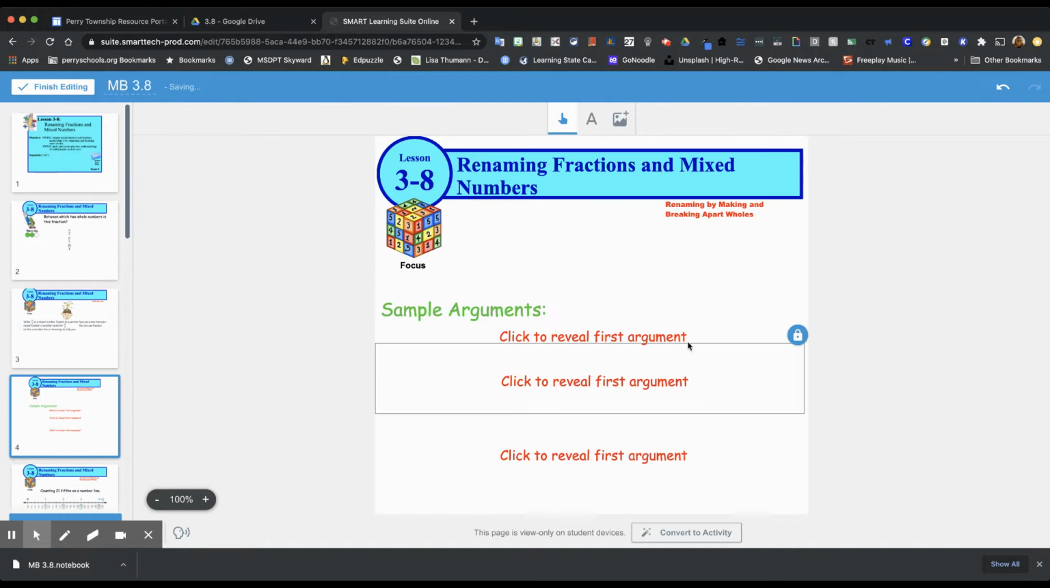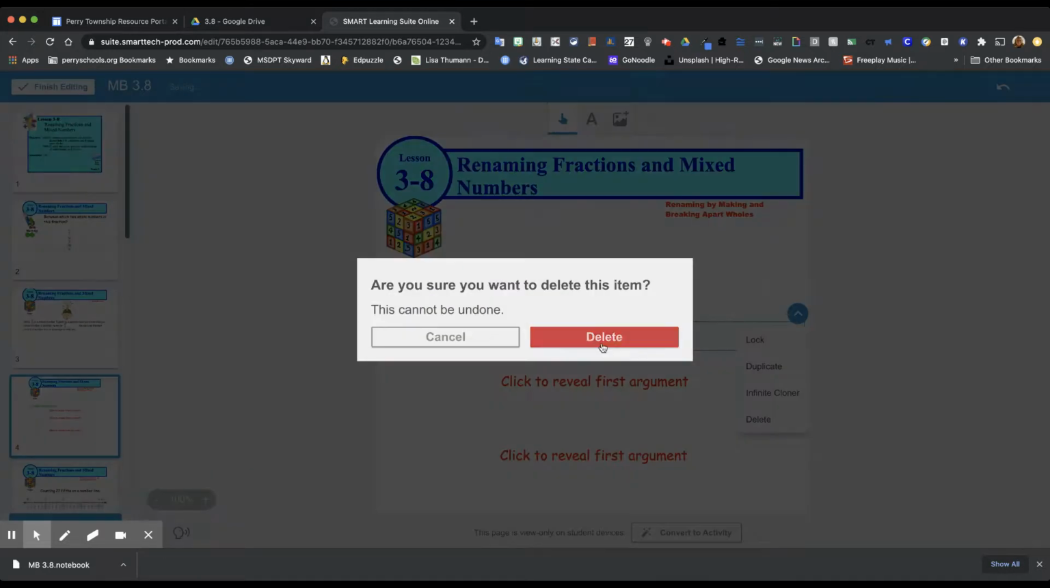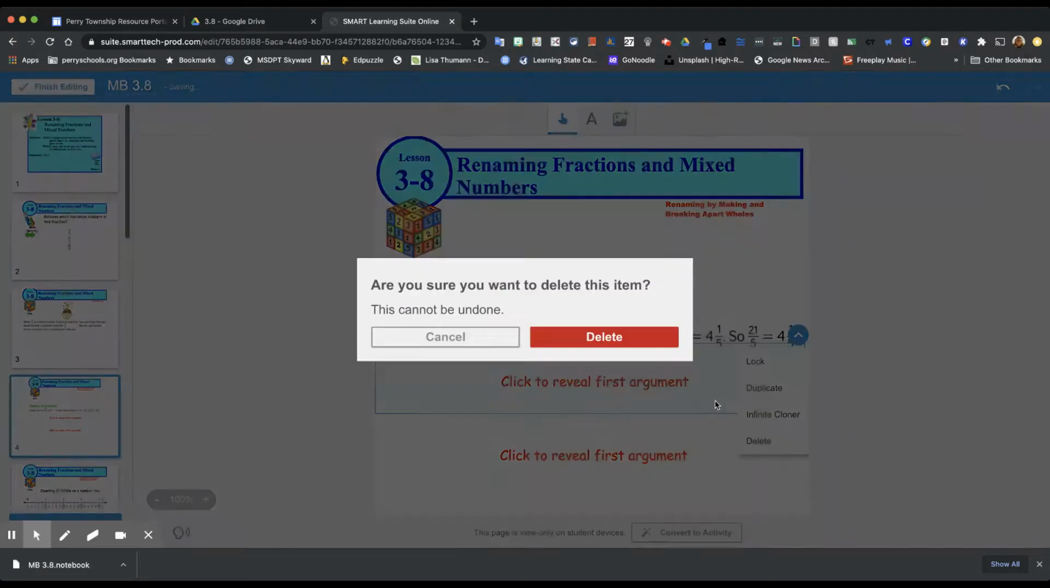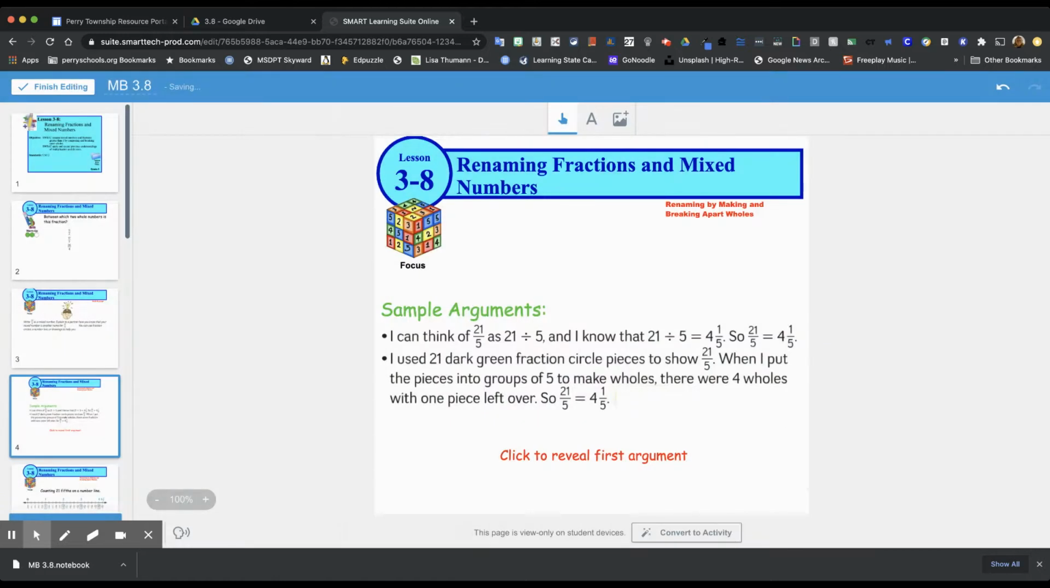So here are some sample arguments for that. Like we said, we can think of 21/5 as 21 divided by 5, and we know that that is 4 remainder 1, or 4 and 1/5. Another argument that's possible for this would be using 21 dark green fraction circle pieces to show 21/5. When you put the pieces into groups of 5, it makes wholes. And so there are 4 whole circles with 1 piece left over. That's if you use those fraction circles. You would use the fifths.